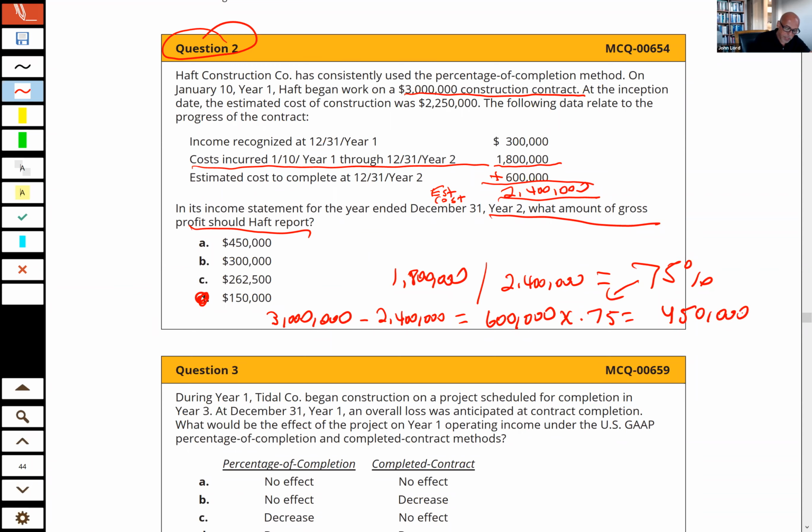But we've already taken, according to this question, where's that number? 300,000. There it is. Income recognized already is 300,000. Good. That's the last step in the 4-step process: we have to subtract off what we've already taken. That means that in year 2, we believe we've earned not 100,000, but 150,000.